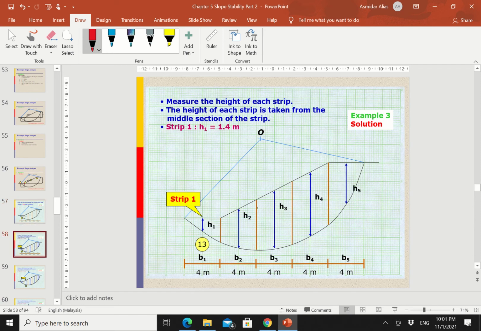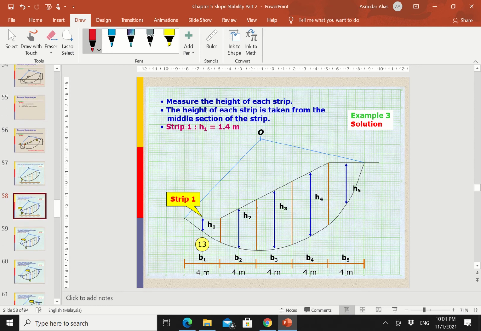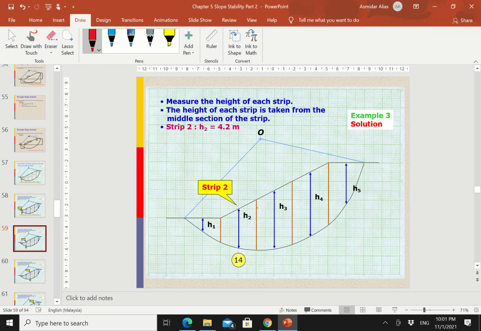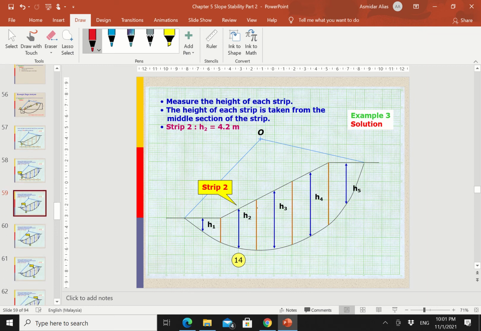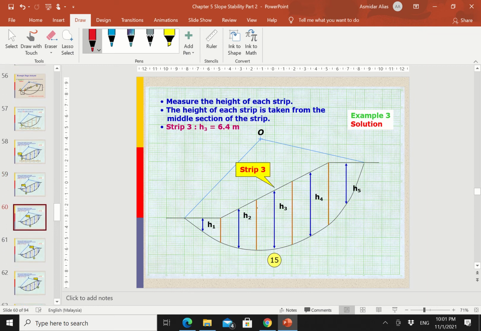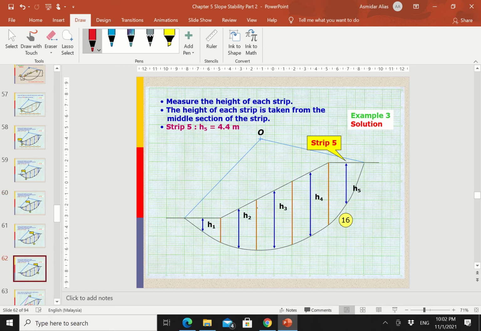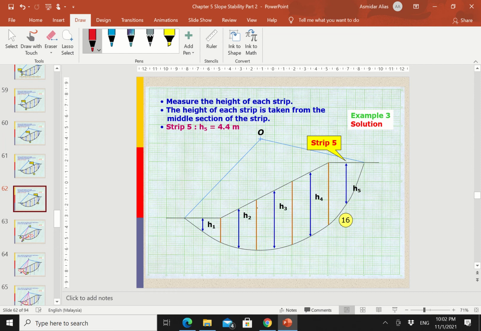And of course, we need to calculate the area and position the H. For a triangle, you need to position the H, the height of the triangle, at 1/3 of the triangle. And for a trapezium, you need to position it at the center. So you need to determine all of these positions first. So you have strip number 1, strip number 2, strip number 3, strip number 4, and the last one will be strip number 5.